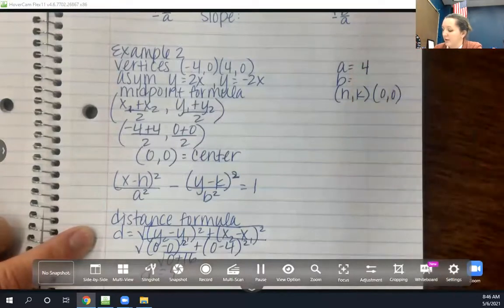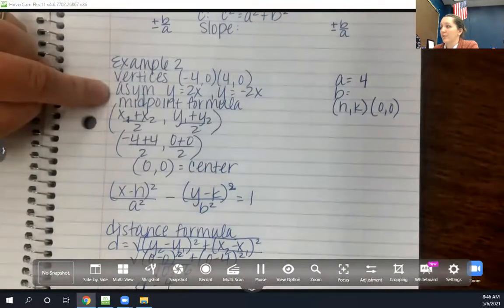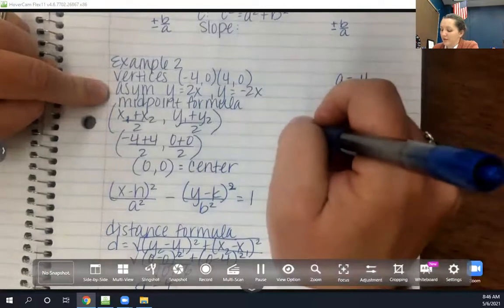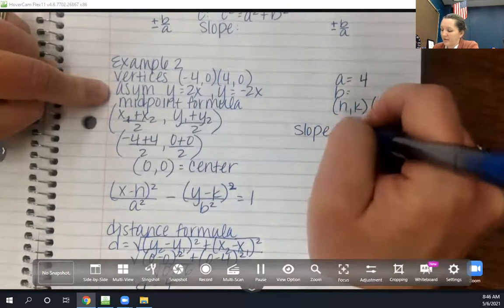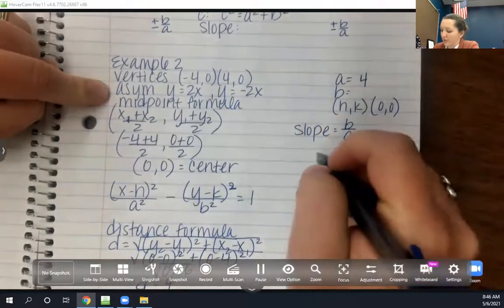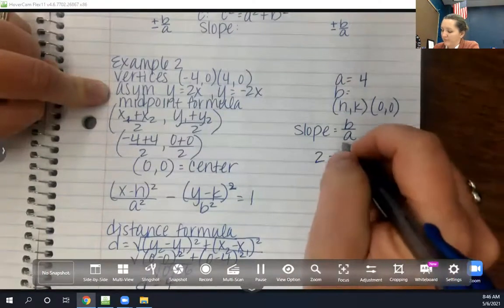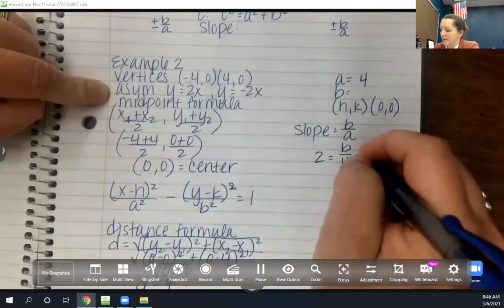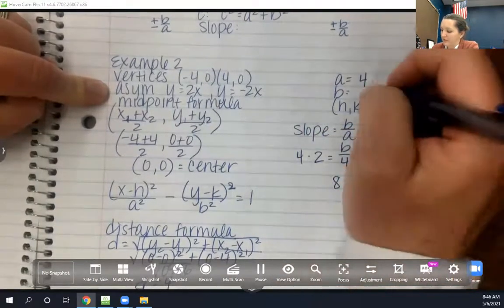And now we need to know our B value. Well, that's good because we know our asymptotes are y equals 2x and y equals negative 2x. Well, if our slope for our asymptote is b over a, then I can find that by doing this, right? If slope is 2 and a is 4, then we can find b by just multiplying, right? So b here is 8.